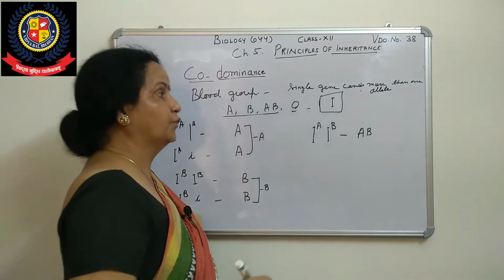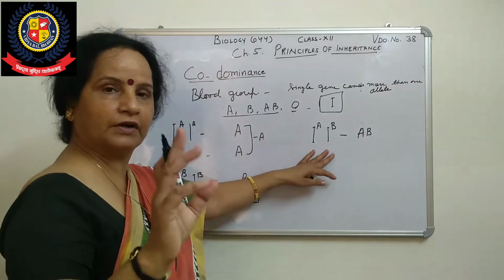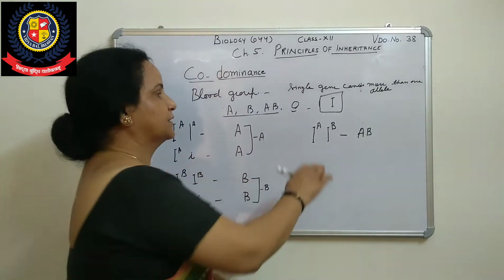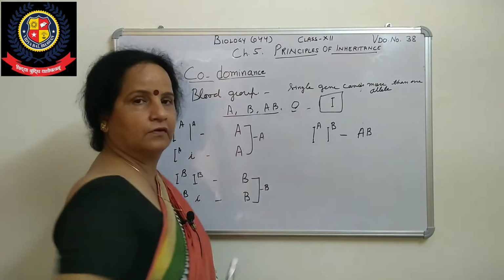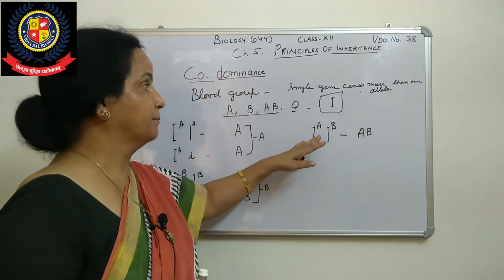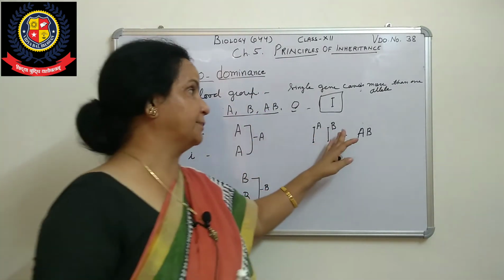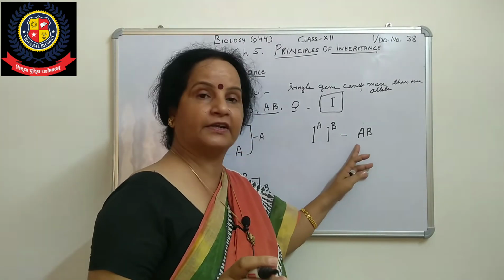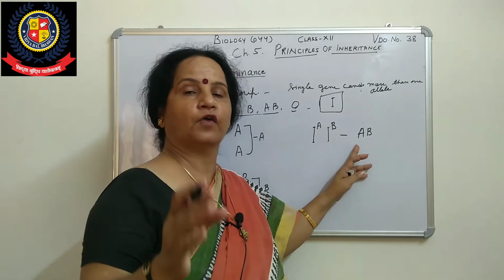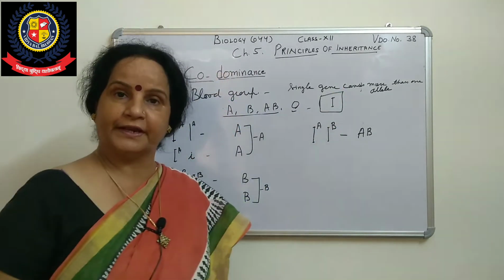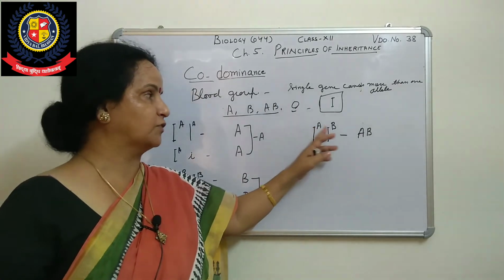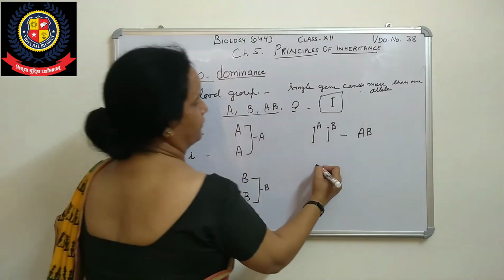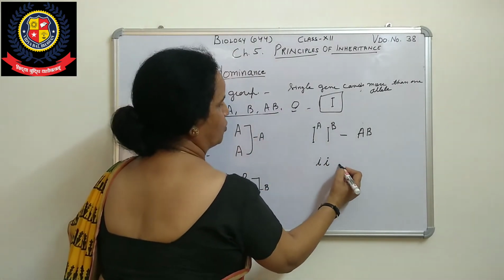Now the next one: there is only one condition, heterozygous, but both are dominant. This is the example of co-dominance. What is it? Co-dominance. Here A is also dominant and B is also dominant. It means that in the offspring, both parents' characteristics occur. That's why offspring resemble both parents, not only one, because A is also coming, B is also coming. Now the next condition, O blood group, when it is recessive homozygous.